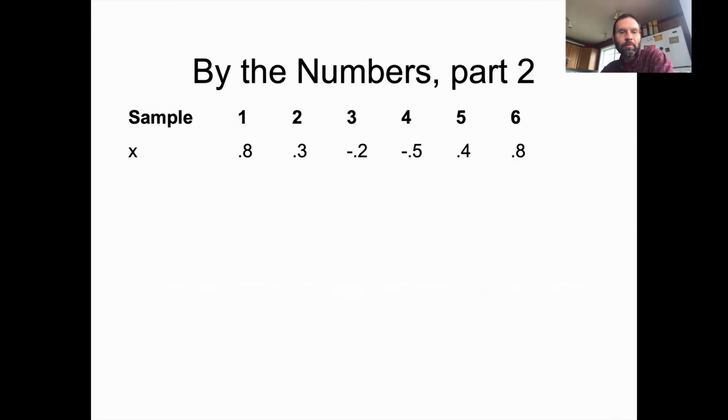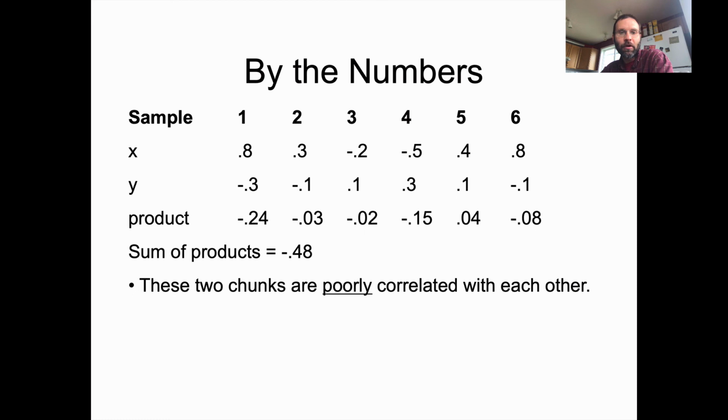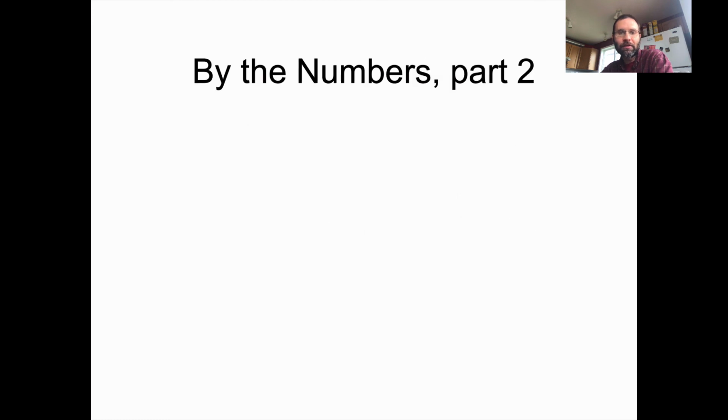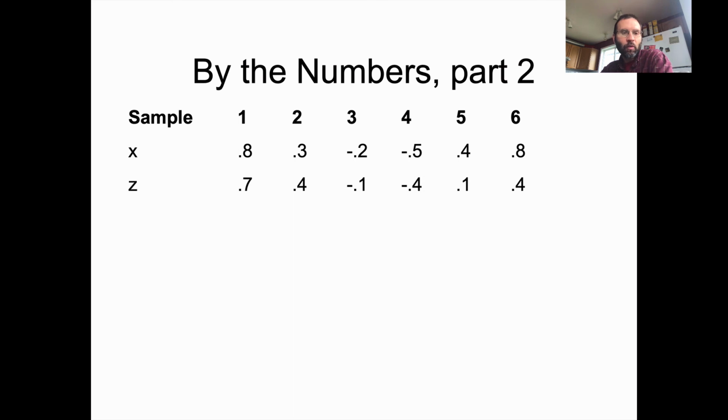I'll give you another example. This is the same X as we had before, so you can see 0.8, 0.3, negative 0.2, and so forth. Then we're going to look at window Z, which is a little further down the line in the waveform. Window Z, like window X, has a peak here at the start, goes down, and then comes back up.